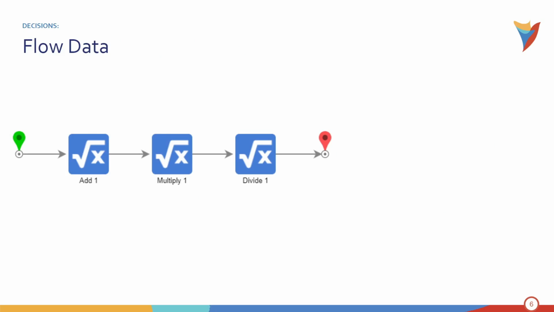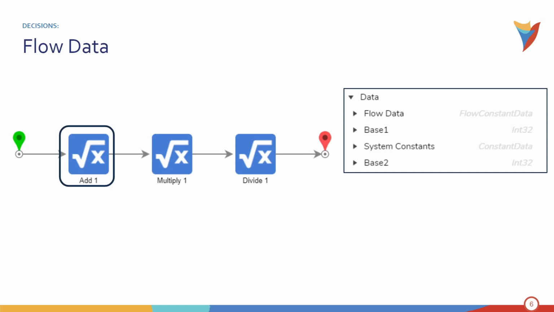Let's take a look at a specific example of this. After the start step, you will always have the flow data, system constants, and any specified inputs, like base 1 and 2, by default. Any new outputs from a step will be added to the flow data and will appear in the next steps downstream.